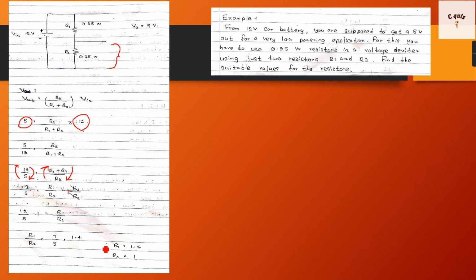It means this is the ratio between R1 and R2. Here the R1 value is 1.4 and the R2 value is 1.